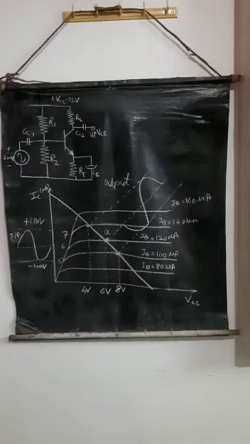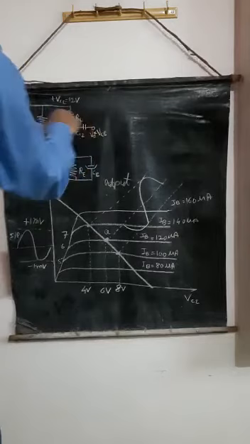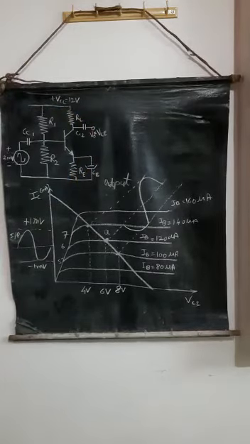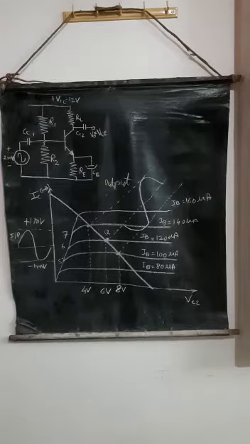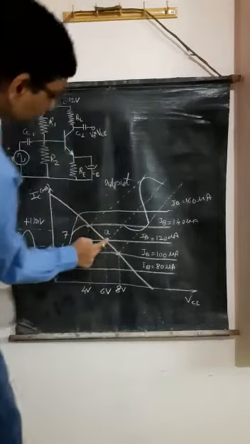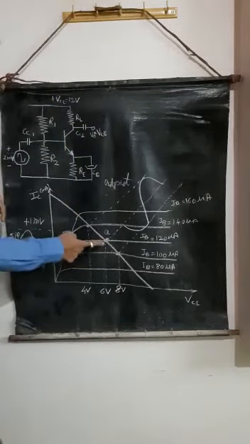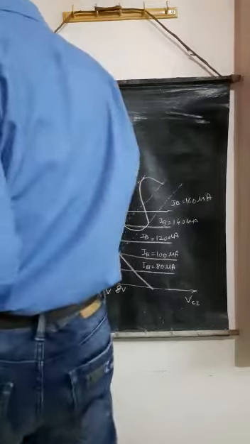Now resistor RL is the load resistor. Resistor RE is connected to stabilize the operating point. To stabilize this operating point, we have connected this RE.